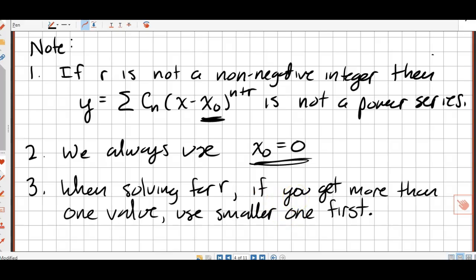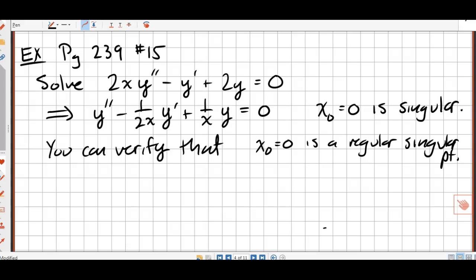So let's do an example. All right, so this is example number 15 on page 239. And we're going to be solving 2x y double prime minus y prime plus 2y equal to 0. All right, so I'm going to divide the whole equation by 2x so we can get a look at our singular points, and we get y double prime minus 1 over 2x times y prime plus 1 over x times y equals 0. And so x sub 0 equal to 0, that is a singular point, so that's the one we're going to be looking at. And I'm going to leave it up to you to verify that it's actually a regular singular point.